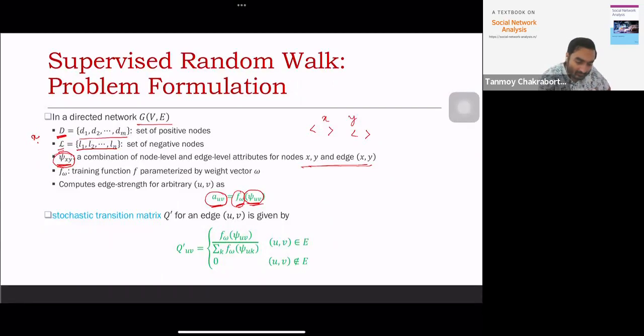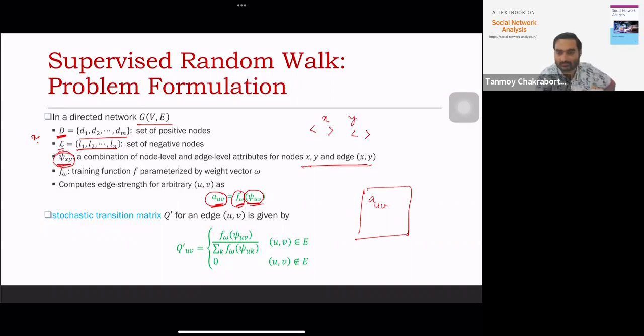Okay, now for every pair uv, irrespective of whether they are connected or not, you can think of a new adjacency matrix, a modified adjacency matrix where each entry is a uv: A x y, A x z, and so on. This is not a stochastic matrix.